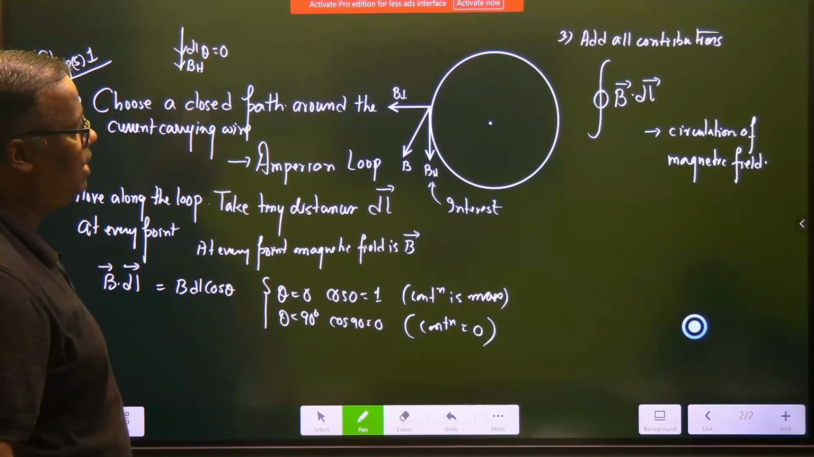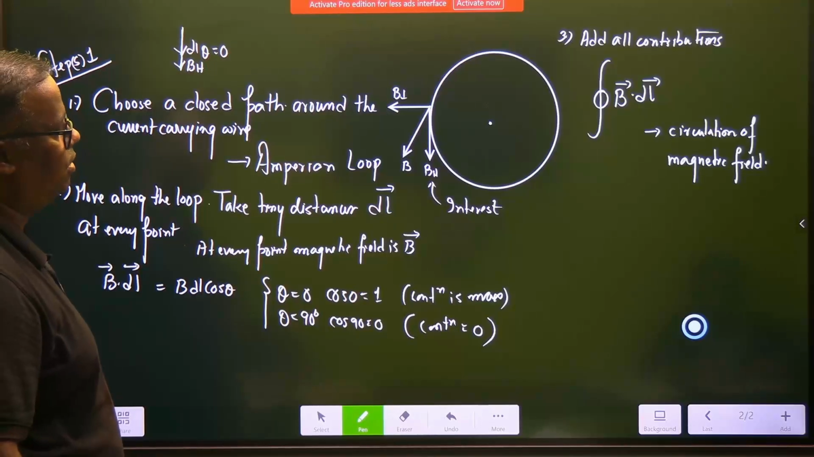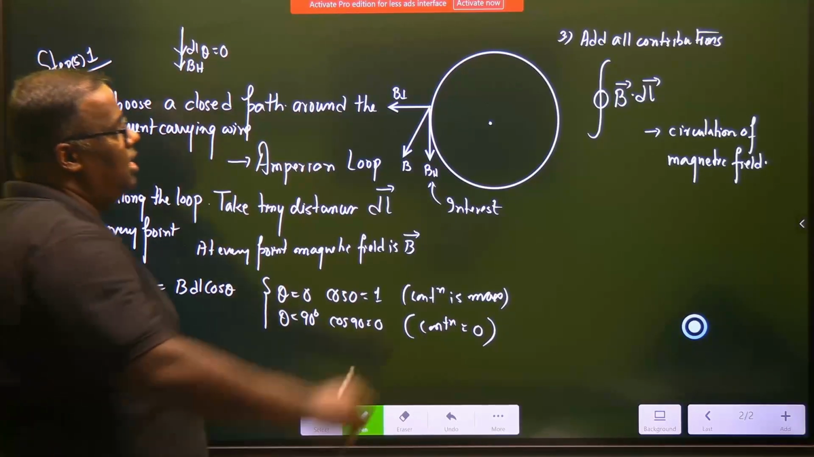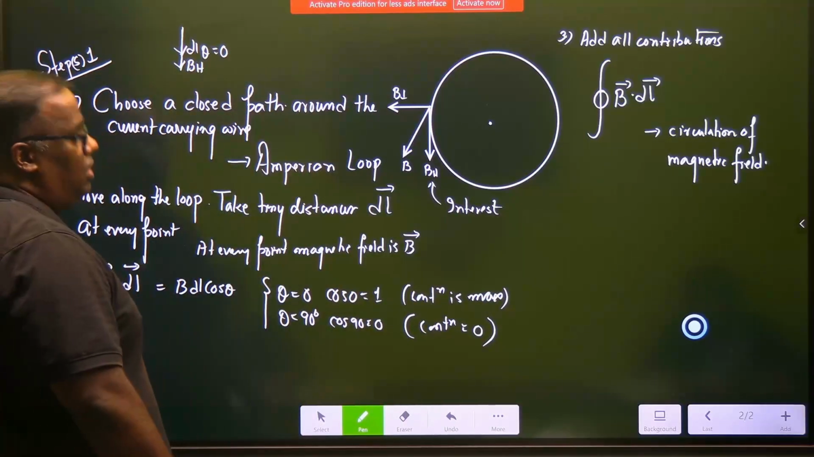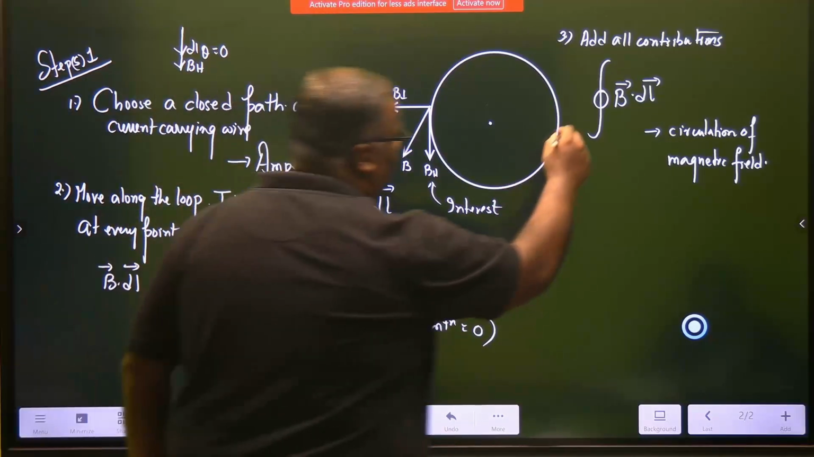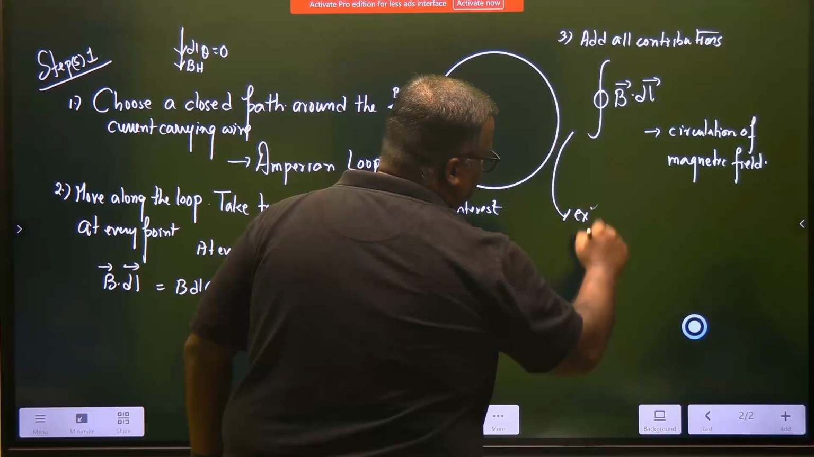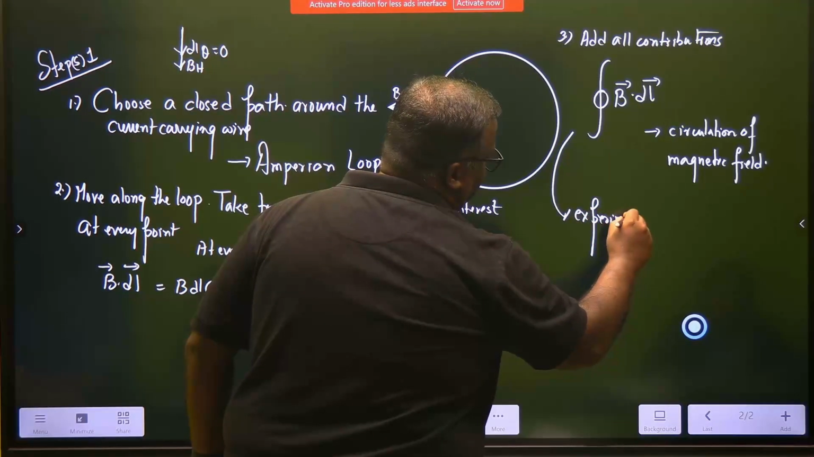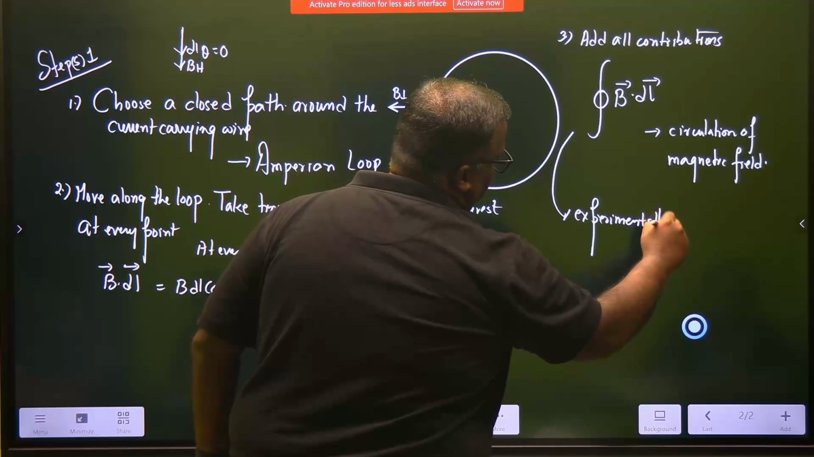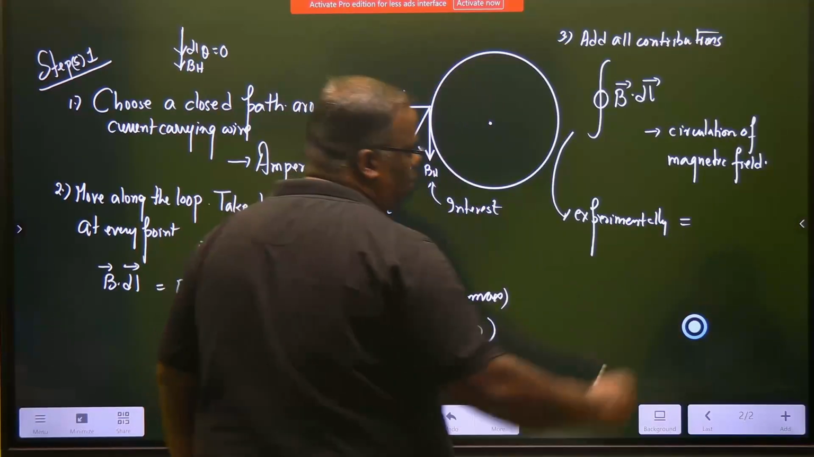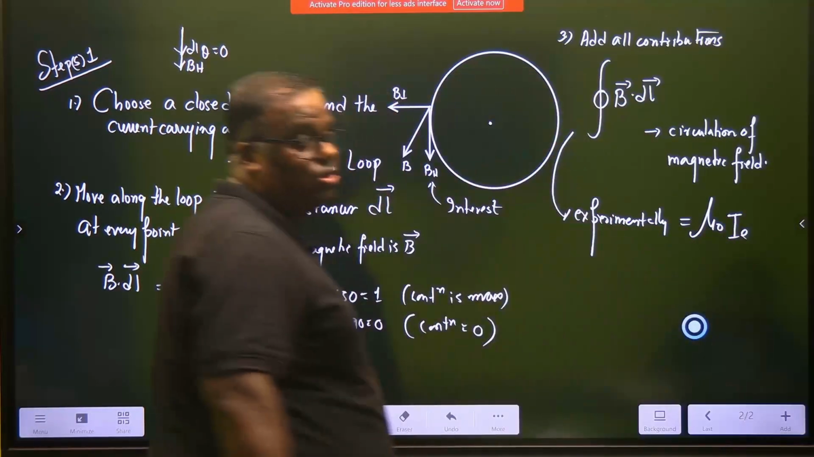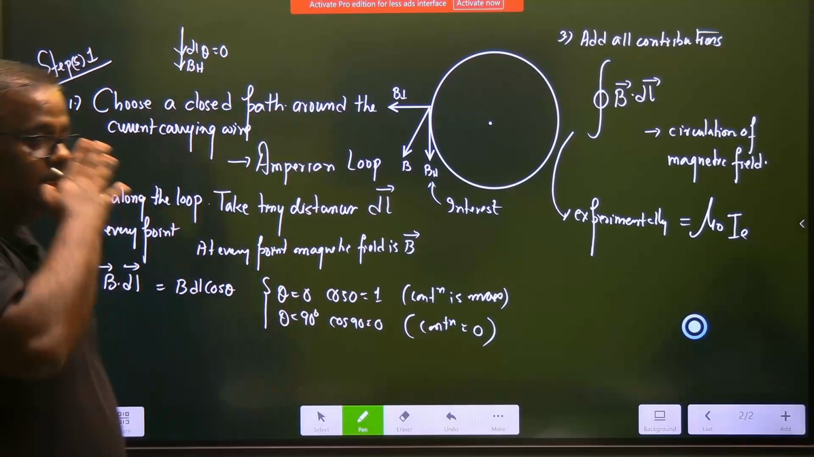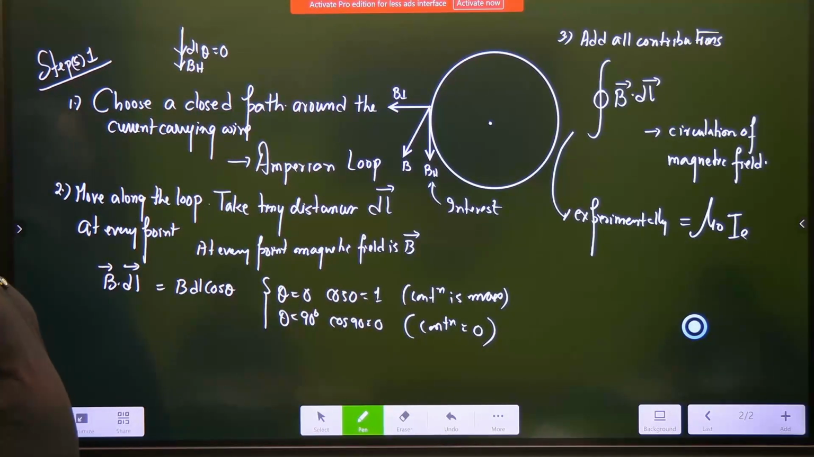In such a way, we add all the contributions. If we add all the contributions, it is a closed loop integral along the loop, and we try to integrate all these B dl. Now this value has been found experimentally to be equal to mu naught times the current enclosed by the loop. There it was charge enclosed by epsilon 0. Here it is mu naught times the current.